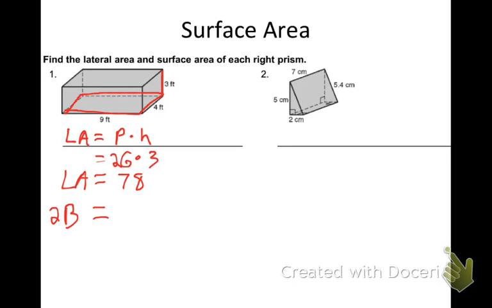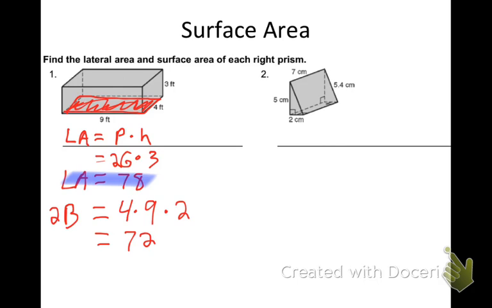Now I want to find the base area, or technically 2 of the base areas. How do you find the area of a base here? Here's the base of the rectangle. How do I find the area of that base? What did you say, Troy? 4 times 9. How many bases do I have? 2. So I'm going to take that times 2. So 4 times 9 times 2. What's 4 times 9 times 2? 72.